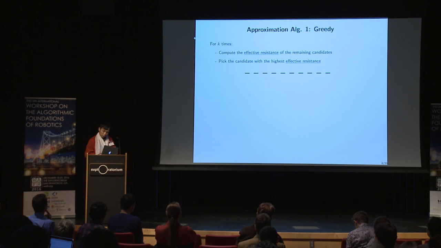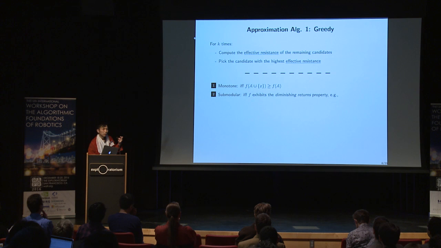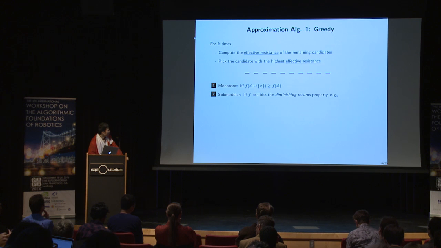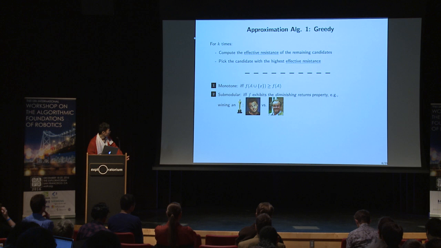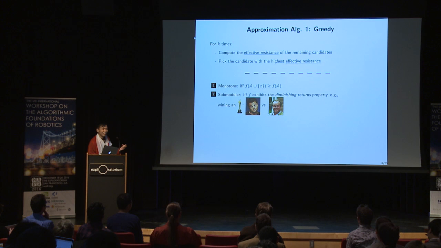A function from a set to a real number is monotone if you have this first property. And it's submodular if it exhibits a diminishing returns property. For this submodularity, I will use a small example. For example, we are giving an Oscar to two actors. One is a young actor who has never got an Oscar before. Another is an old actor who has already got a number of Oscars. Giving this Oscar to the young actor will make him much happier than the old actor. That's the kind of submodularity.